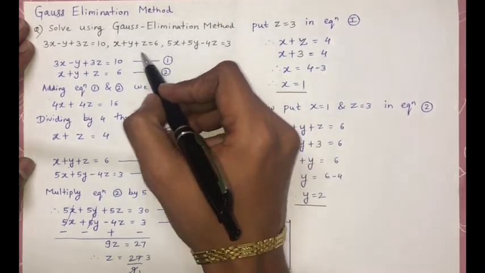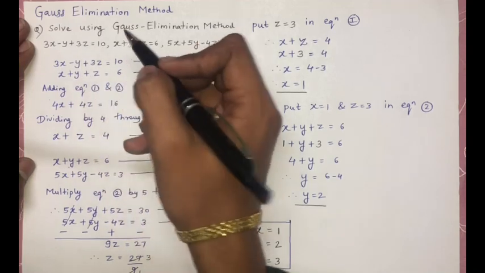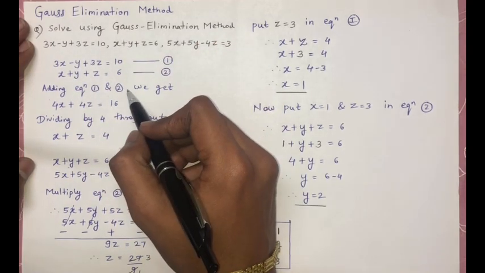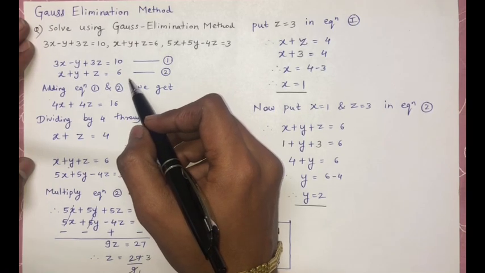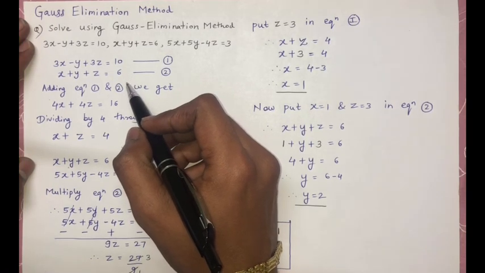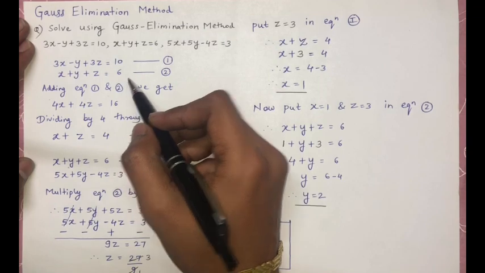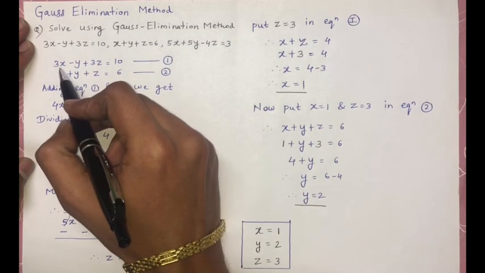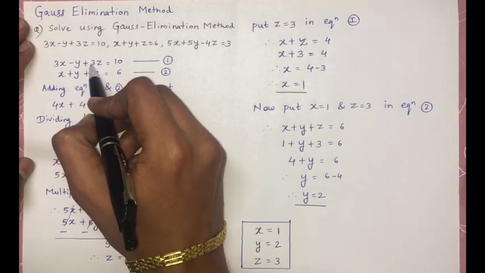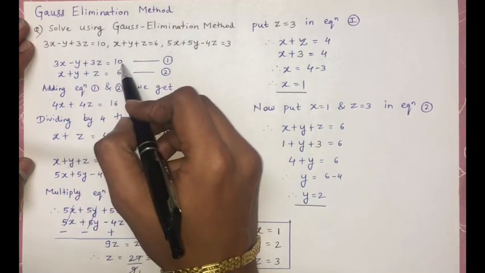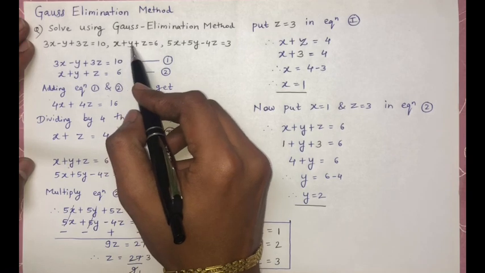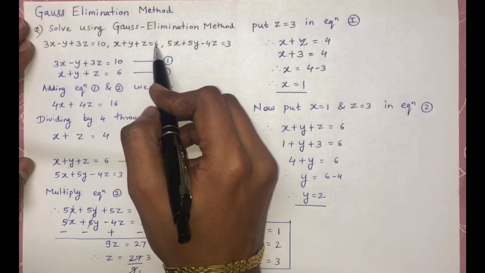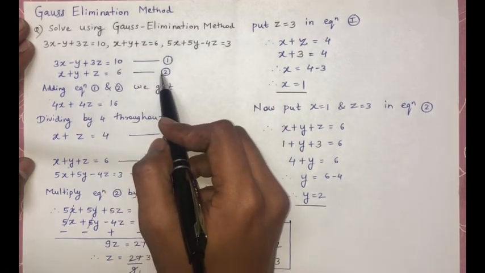So the rule is, you have to take the first two equations and do the operation of addition or subtraction, with multiplication, to eliminate any of the variables. So first I will be taking 3x minus y plus 3z is equal to 10. This is my equation 1. Then x plus y plus z is equal to 6. This is my equation number 2.